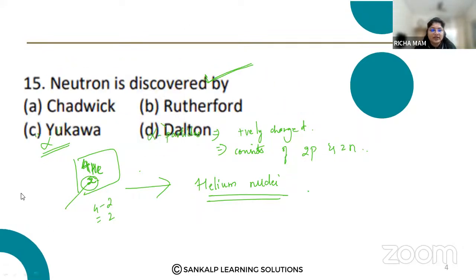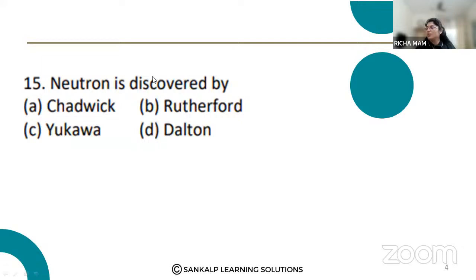Let us go for the next one. Easy question. Neutron is discovered by: A, Chadwick, B, Rutherford, C, Yukawa, and D, Dalton. Who discovered the neutron? Yes, students, who discovered the neutron? Option B, Rutherford. Fine. Others, who has discovered the neutron?